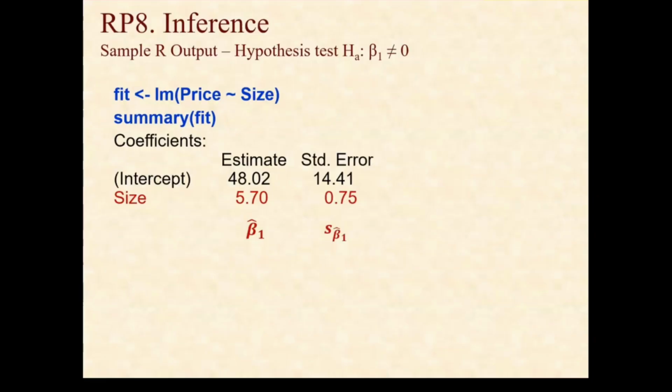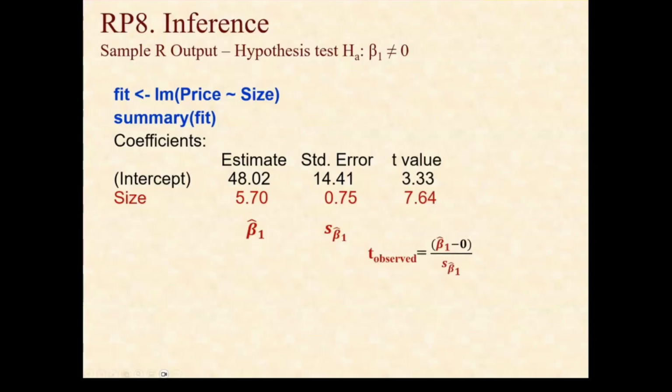The next column is labeled STD error. This column contains the standard error of the sampling distributions for the beta hat statistics. The standard error, that is the standard deviation of the sampling distribution for beta naught hat, S sub beta naught hat, equals 14.41. The standard error of the sampling distribution for beta 1 hat, S sub beta 1 hat, equals 0.75. Recall, these values are different, being for different distributions, but both depend on the value of S sub epsilon hat.